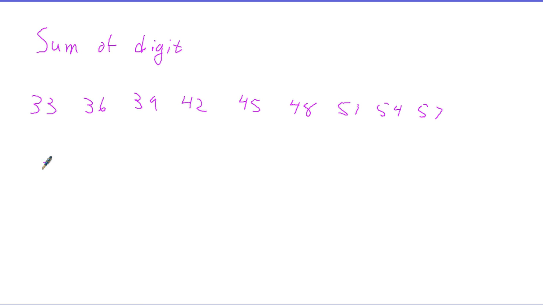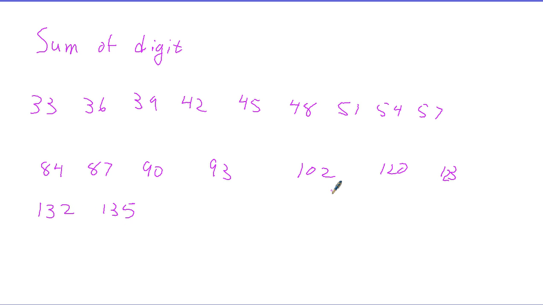Pretty soon I'd be up to 84 and 87 and 90 and 93, and pretty soon I'd be up to 102, and pretty soon I'd be up to 120 and 123, and pretty soon I'd be up to 132 and 135. And if you just count by threes, there's something unique that you'll notice. The sum of the digits means just look at the two digits. Don't read the place value.